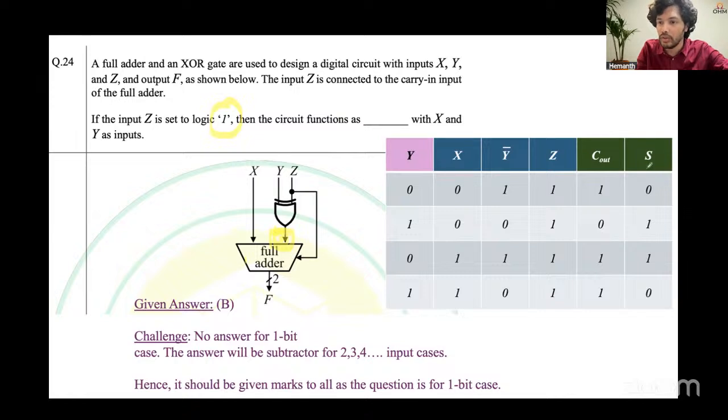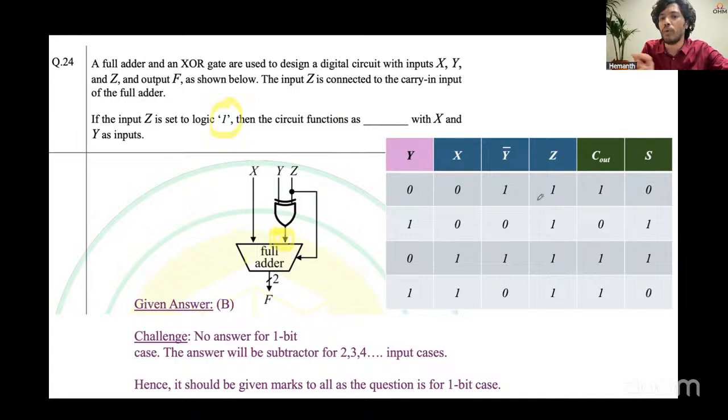So if you look at this truth table, is this the truth table of a subtractor? No. Is it the truth table of, let's assume, a half subtractor? 100% no. Because for a half subtractor, what we will get is 0, 1, 0, 0 here for the XY combinations. Due to that reason, this answer cannot be a subtractor.